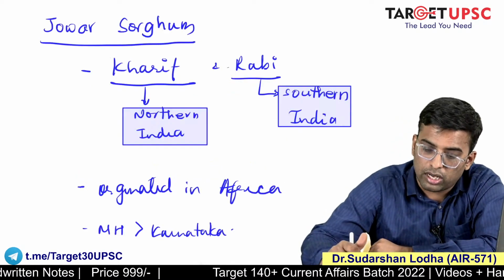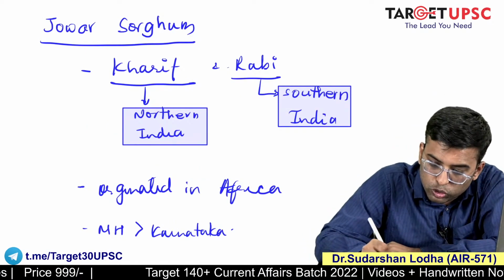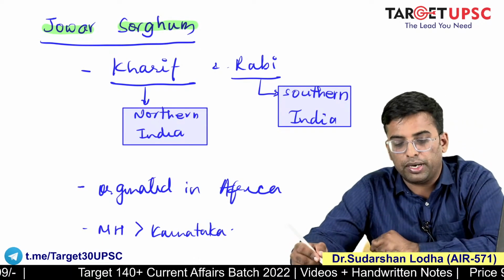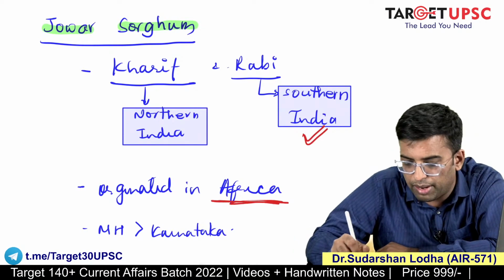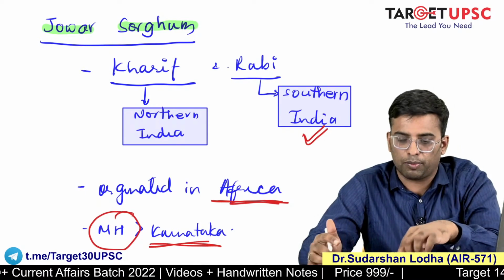Few of the important millets which are, ये basic concept आपको पता चाहिए. That is jowar, या उसको sorghum भी बोलते हैं. It is a kharif crop in northern India and rabi crop in southern India. It is originated in Africa. Majorly Maharashtra and Karnataka are the major producers. तो ये basic information आपको पता चाहिए.